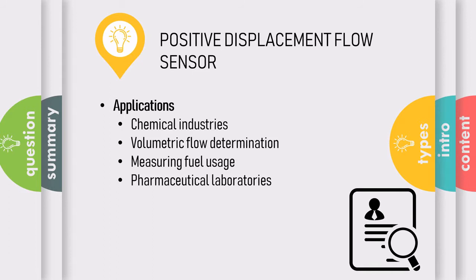In addition, it is also used to determine volumetric flow of petrochemicals, paints, and dyes. Another application of positive displacement flow meters is to measure fuel usage in diesel-powered boilers. Positive displacement flow meters can also be used for measurement of various chemicals for making batches in pharmaceutical laboratories.